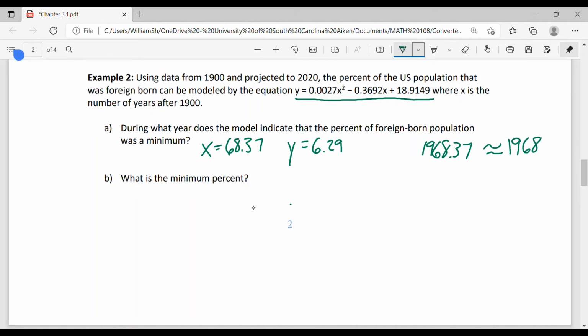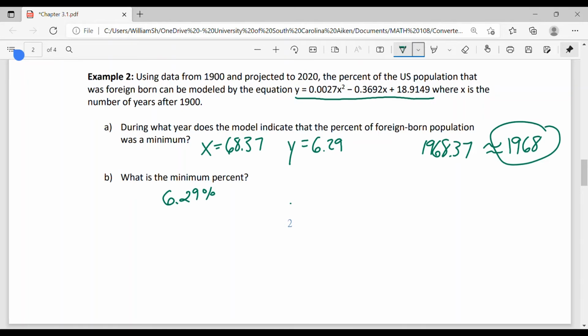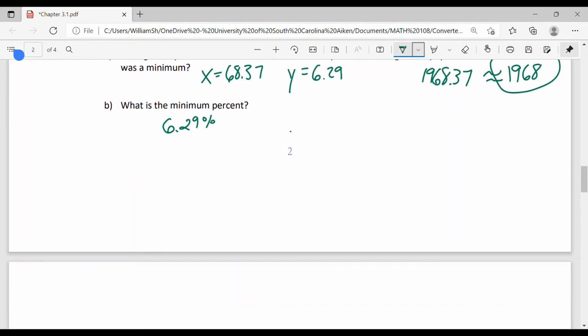Be careful, though, because sometimes they ask you to round up. So if it asks you to round up, you would round up to 1969. Okay, so y isn't even a part of the answer. Our answer here, we're going to say, is 1968. Now, it does ask what the minimum percent is, and that is where your y comes in. So your minimum percent here is 6.29%. That is your y value. And we have answered question number 2.